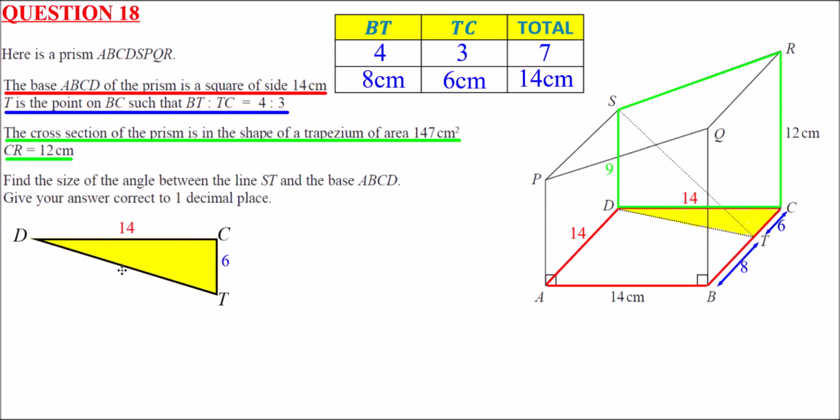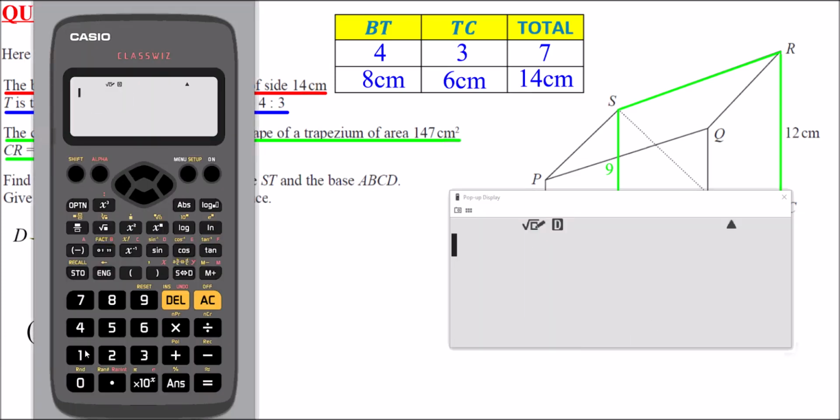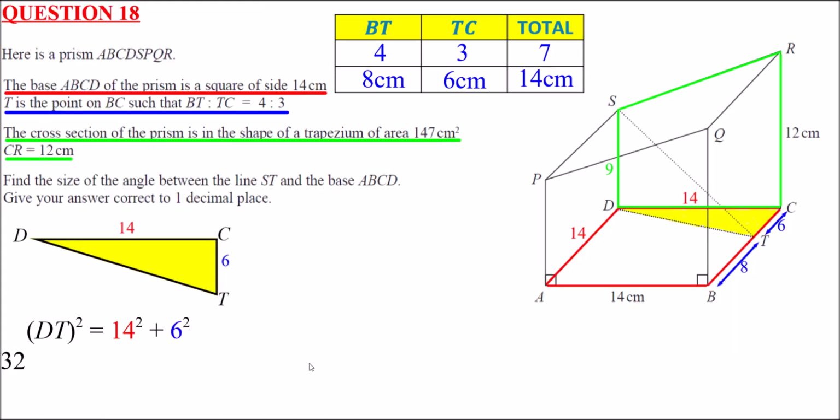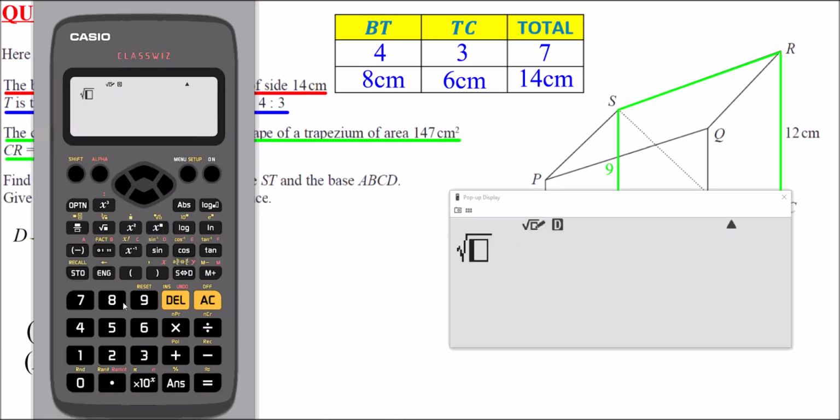we should be able to spot this as Pythagoras' theorem. So DT squared, the hypotenuse squared, equals that side squared plus this side squared. Like so. 14 squared plus 6 squared, well, we can do that, I suppose. 14 squared plus 6 squared gives us a total of 232. So DT squared is 232. Now we can just square root that answer we've got, and we get that DT therefore must be 15.231, and so on and so on.